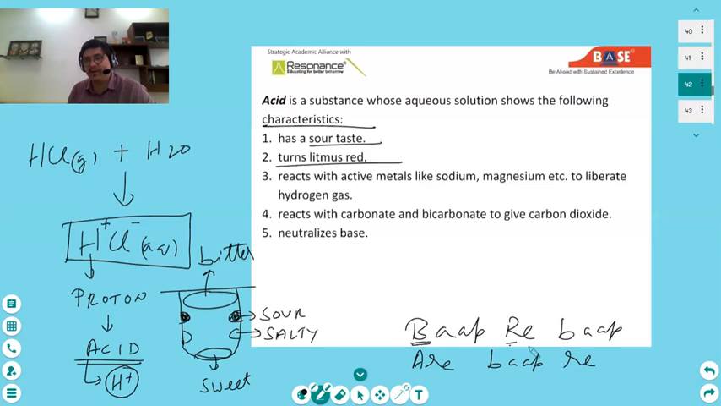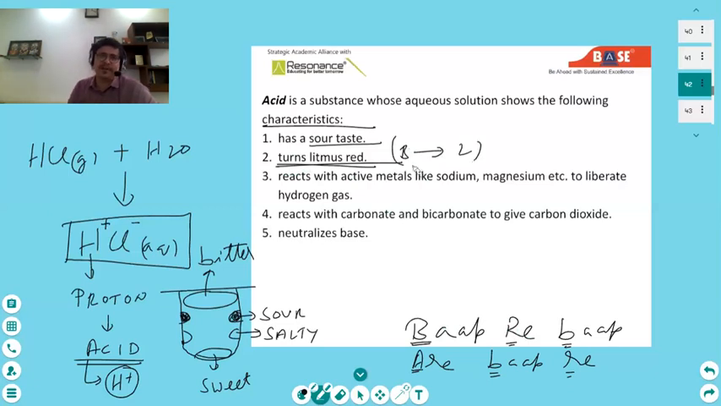So "baap re baap" means what? Basic red to blue. Basic red to blue, that is "baap re baap." And "are baap re" means acid blue to red. Okay? Basic red to blue, "baap re baap," and "are baap re," acid blue to red. That's why acid turns litmus red color, blue to red color.